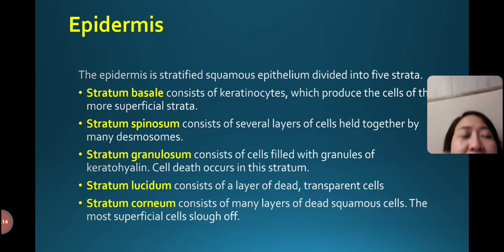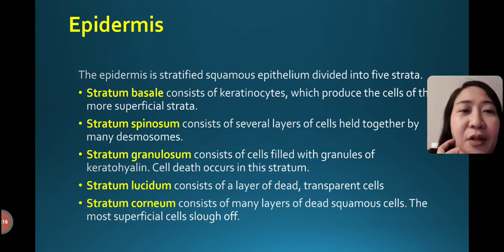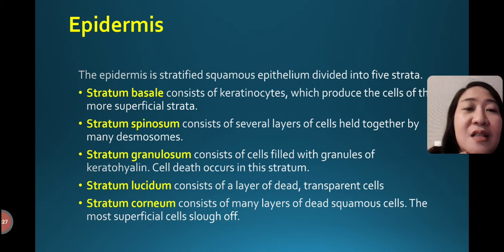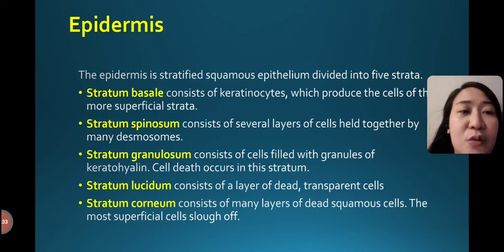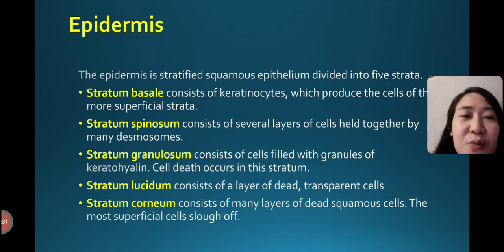So, it's the same as before. The epidermal area has 5 layers. It is a stratified squamous epithelium. The stratum basale consists of keratinocytes. Spinosum consists of several layers held together by desmosomes. Granulosum consists of cells with granules of keratohyaline. Cell death occurs in the stratum granulosum.